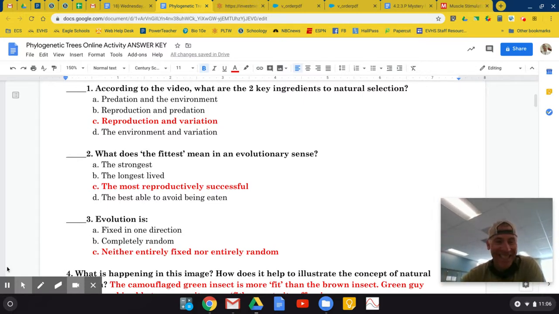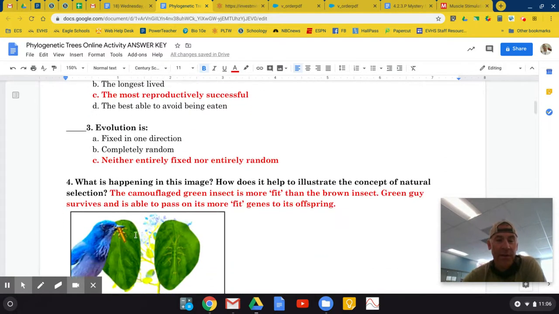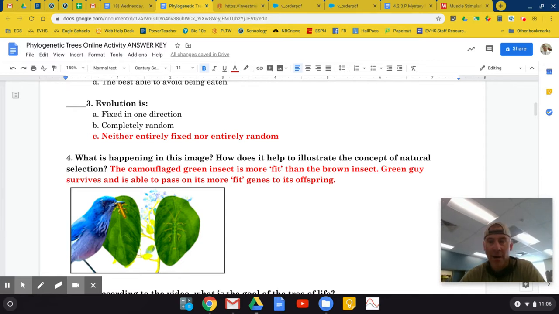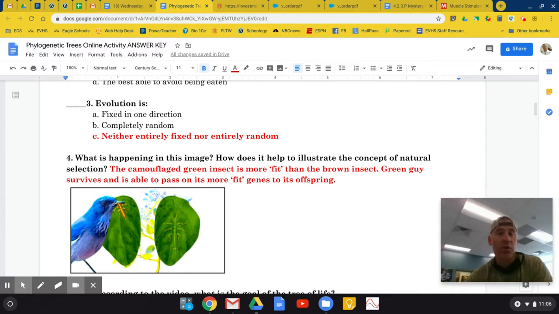Number 3, evolution is neither entirely fixed nor entirely random. So it doesn't automatically head in a direction no matter what. It depends on the environment, depends on what's going on. So there's nothing random or fixed about it. It's just in response to the environmental changes that go on.